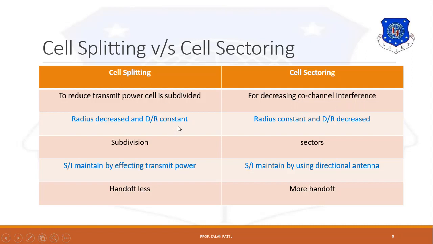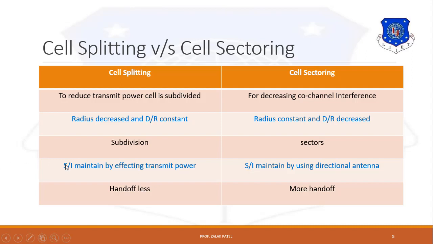The next difference is, in case of cell splitting, the radius is decreased but we keep the frequency reuse ratio constant, while in case of sectoring it is completely reversed. Radius stays constant and D by R is decreased. The third point is about subdivision. In cell splitting the cells are divided into a smaller number of cells, while in cell sectoring the cells are divided into different sectors, like 120 degree or 60 degree, or maybe omnidirectional type.